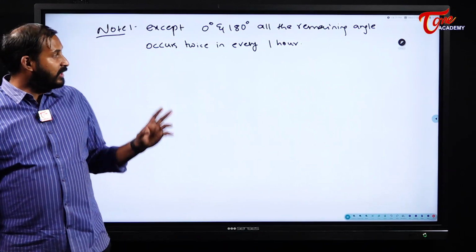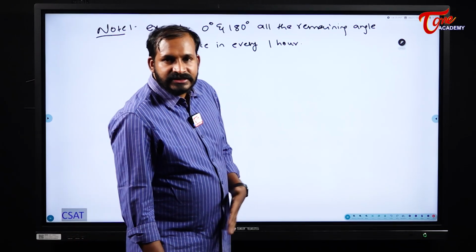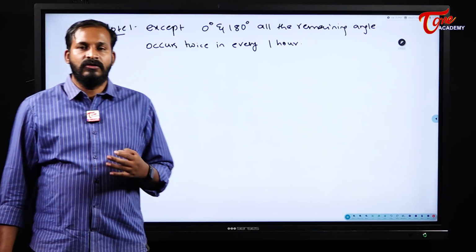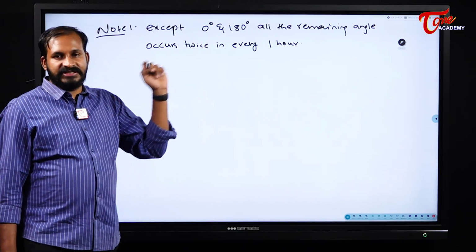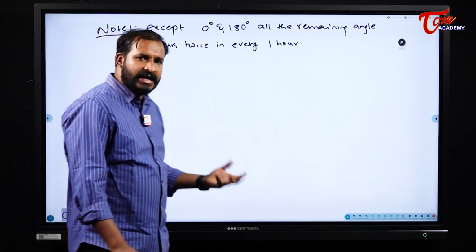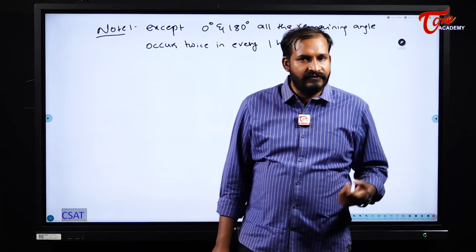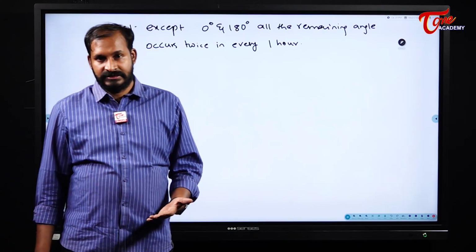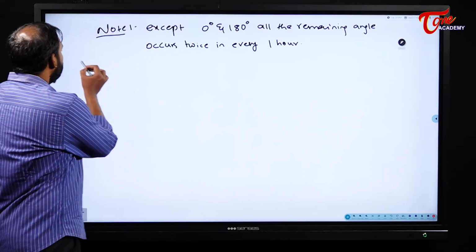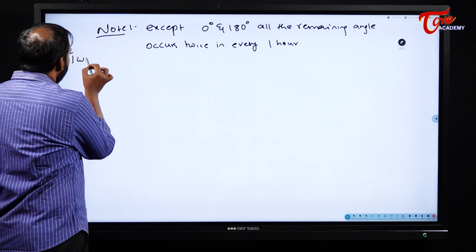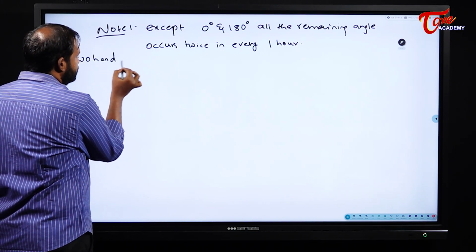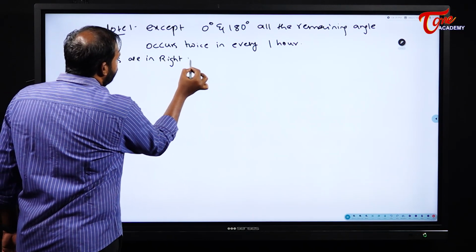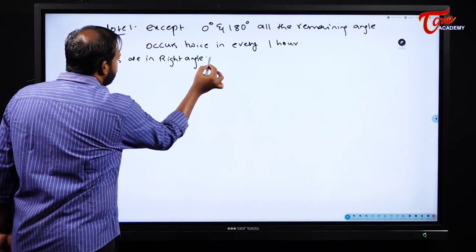Okay, good. Now tell me, right angle means what? Right angle means in a general case, 90 degrees. So, from this logic, from this statement, what we can say is our right angles also should occur twice in every 1 hour, right? So, in 12 hours they should occur 24 times. 24 times. So, the third case is when the two hands of the clock are in right angles.